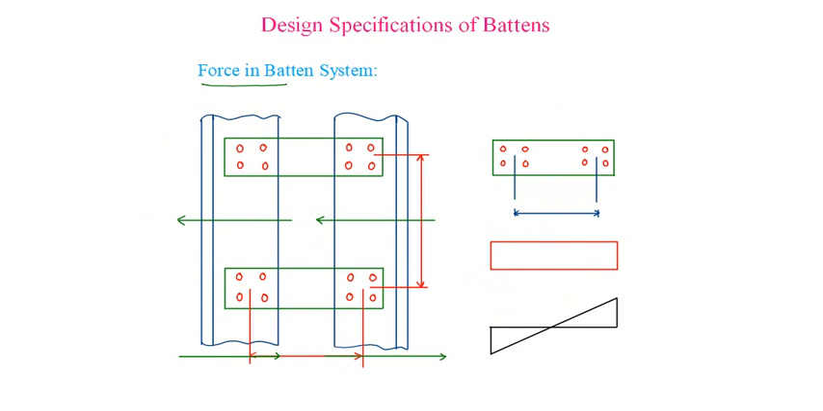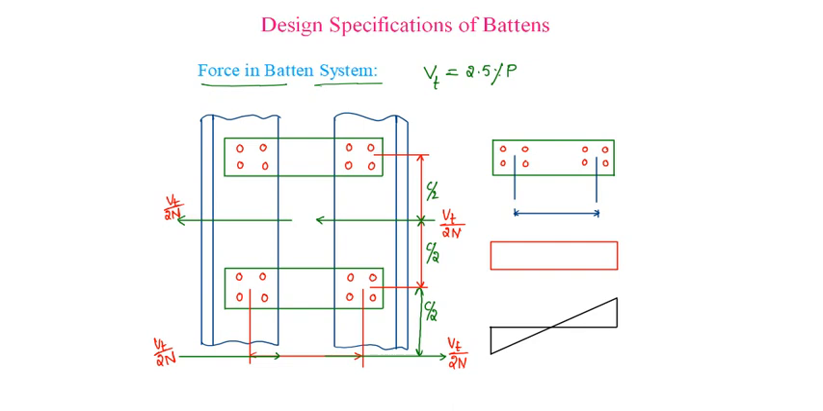Whereas for force in the batten system, battens are also designed for a transverse shear equal to 2.5% of the applied load P. So the lateral shear is Vt by 2n here and Vt by 2n here. If the spacing is total C, then up to here it will be C by 2 and this is C by 2, and for the next C by 2 the transverse shear is Vt by 2n and Vt by 2n.